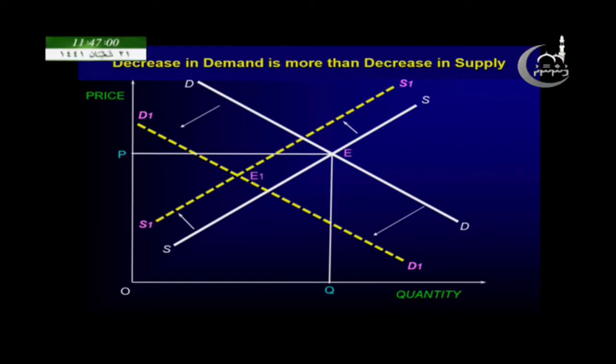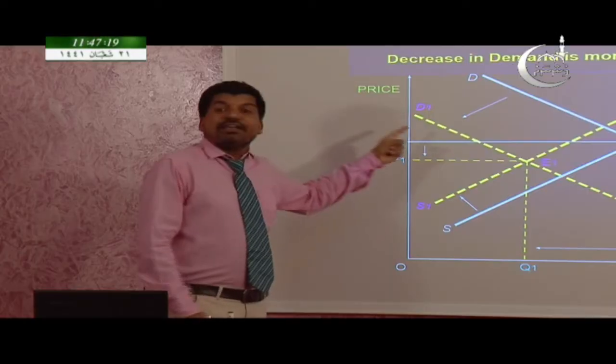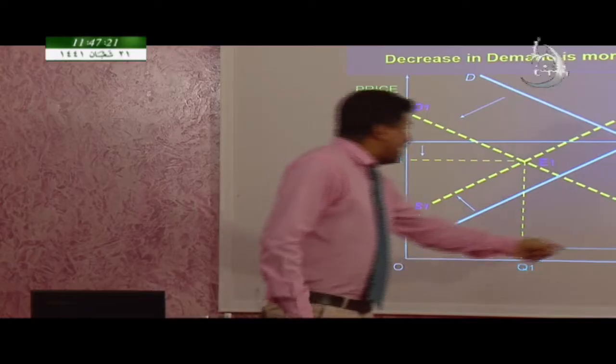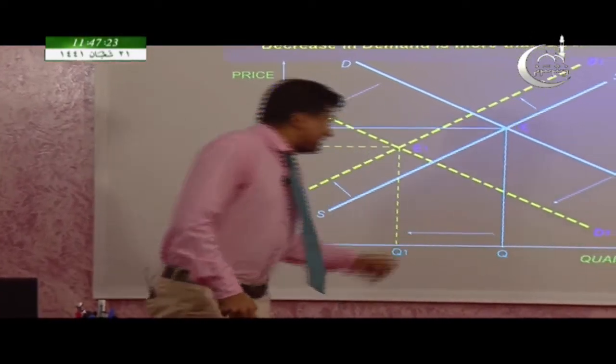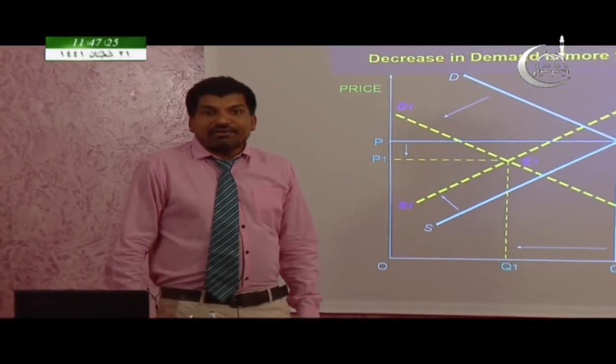Now the new equilibrium point is formed, that is E1, and that point is called the new equilibrium point, and at this point what is the price? Price is P1. And what is the market quantity? Q1. So what is the impact of this change? Market price decreased from P to P1 and market quantity decreased from Q to Q1.